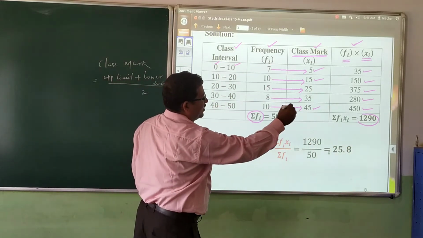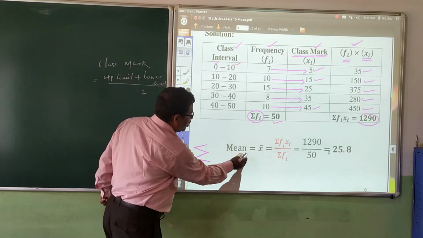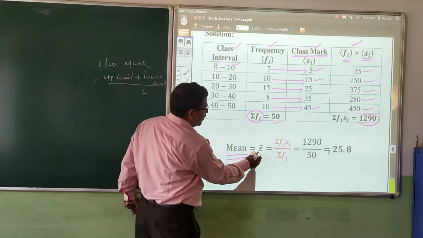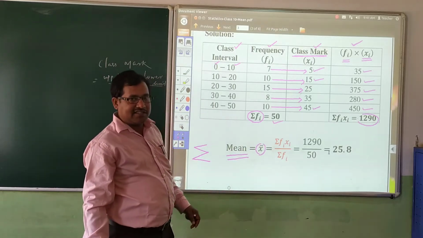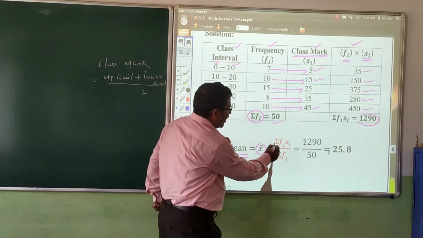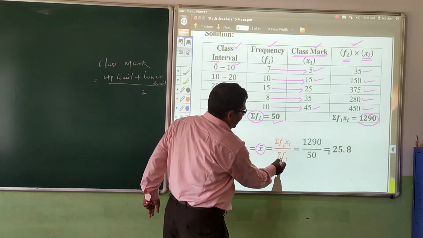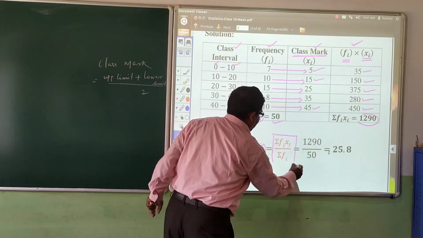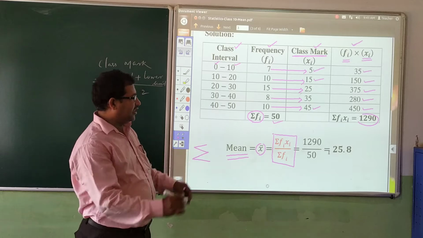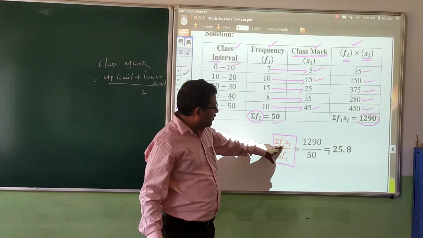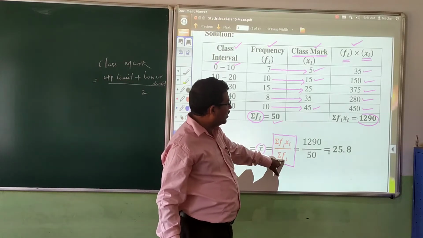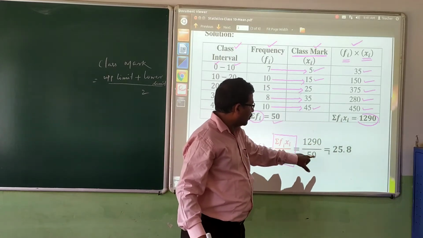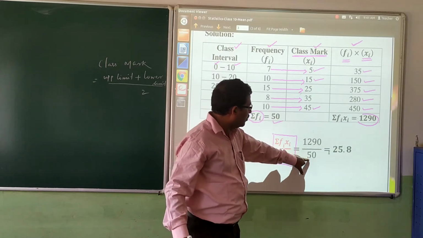Now after completing this table, you just use the formula for the mean. This is the direct formula. The mean, x bar, is a symbol. The formula is sigma fi xi by sigma fi. Remember this formula, I have written it in red color so that you can easily remember it. Sigma fi xi by sigma fi. What is sigma fi xi found here? 1290 by sigma fi equal to 50.